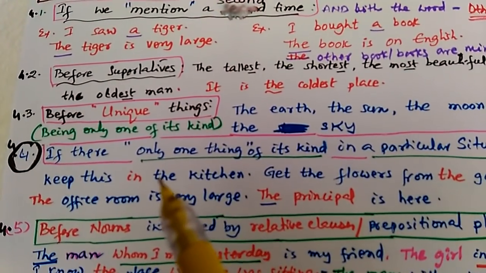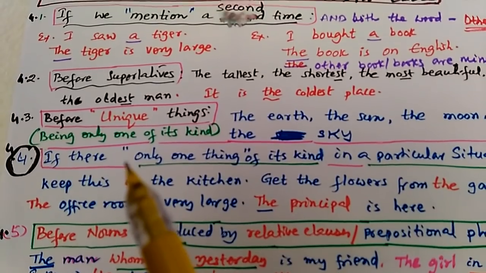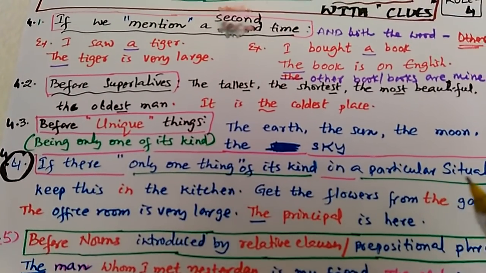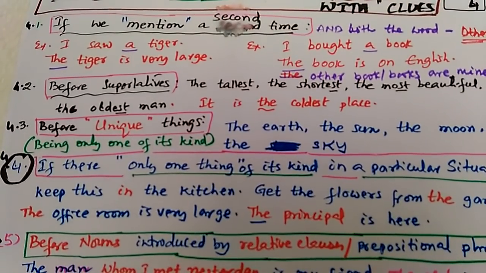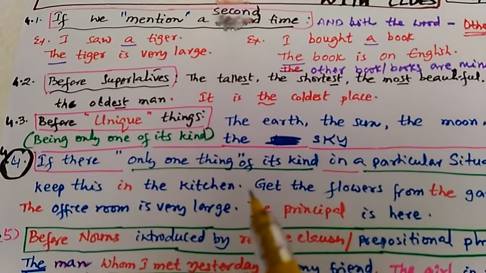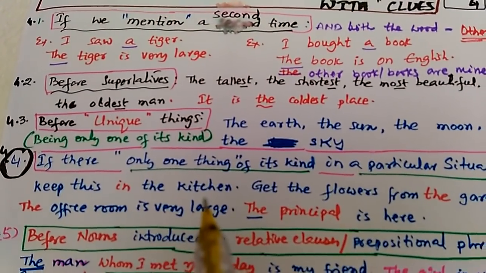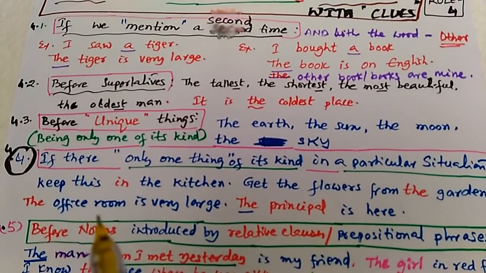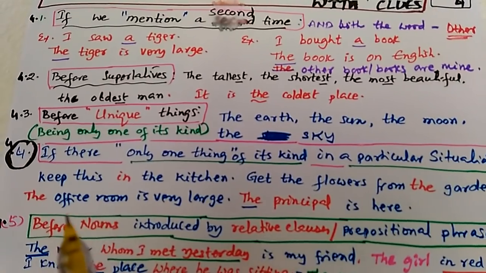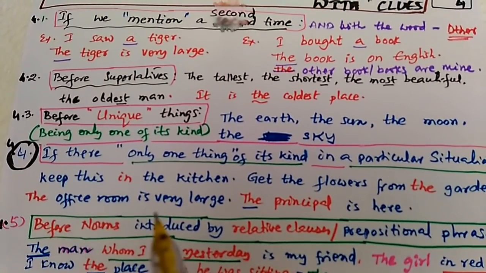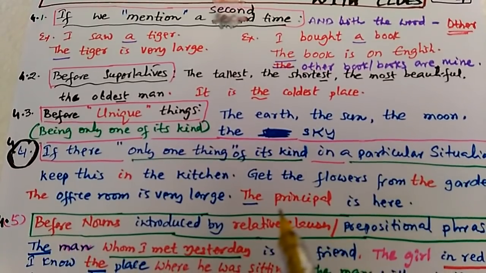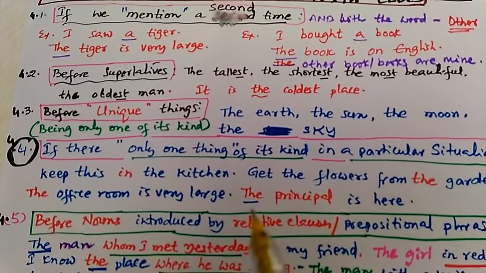And 4.4th rule, if there is only one thing of its kind in a particular area or situation also, we can make use of the here. Keep this in the kitchen. Get the flowers from the garden. The office room is very large. That means there is only one office room is there. And the principal is here. There is only one principal in a college. So we have used the here.